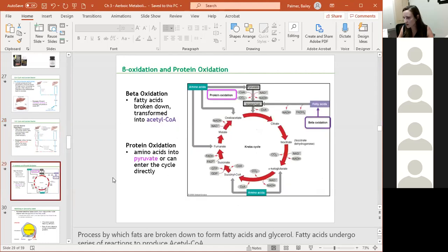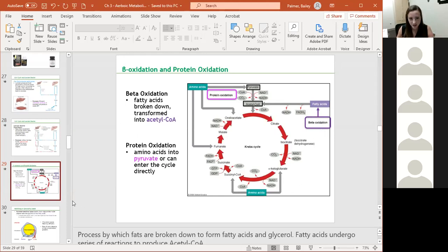Next, let's move on. The next topic is beta oxidation and protein oxidation. So yes, we're in energy systems here, but I think this is pretty interesting because it talks about how we don't have to just use glucose or carbohydrates for fuel. We can use fat and we can use protein in aerobic metabolism, which is unique because we can't do that in anaerobic metabolism. So let's look here, starting with beta oxidation.